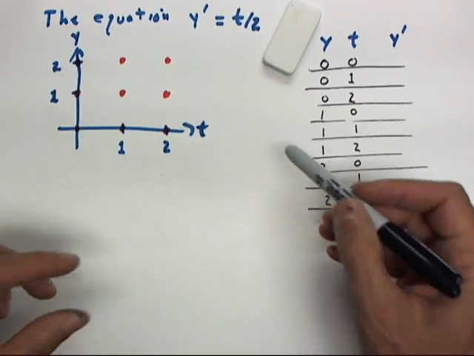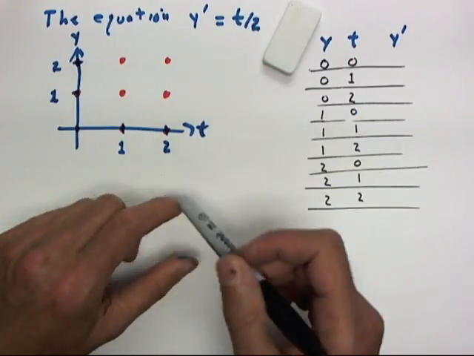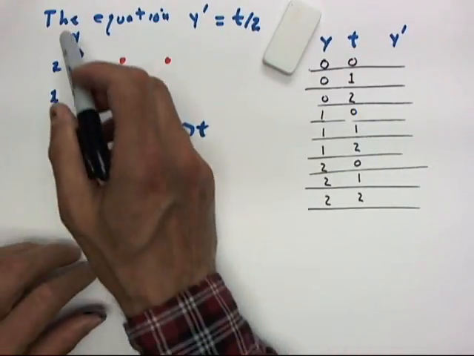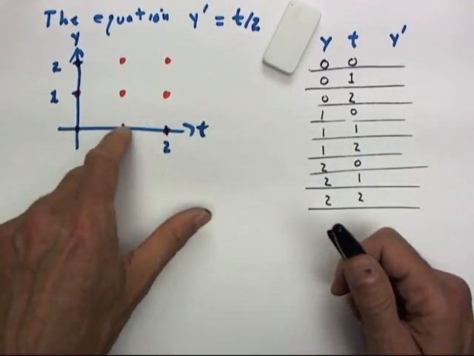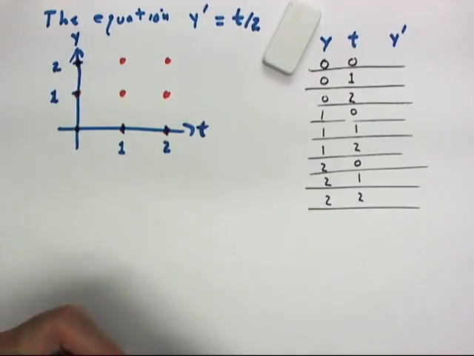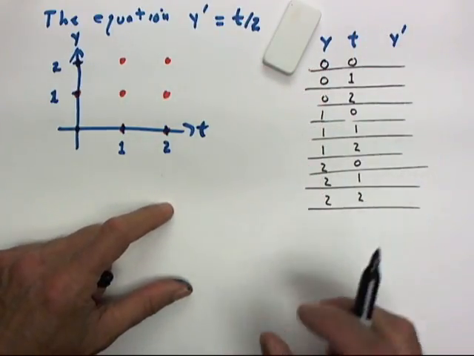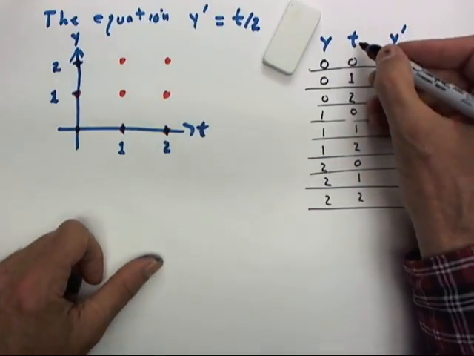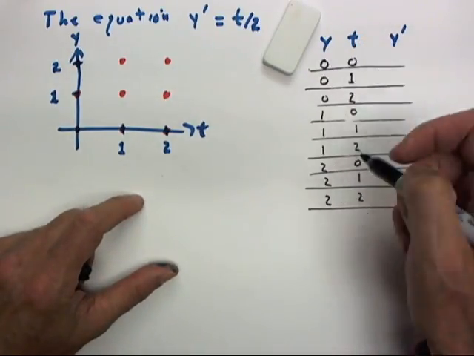As an example, let's consider the equation y prime equals t divided by 2. I've already sketched a y versus t coordinate system and put red dots at 9 points in the system, and the 9 points correspond to the coordinates listed here. I probably should have listed t before y, but we'll live with it as it is.